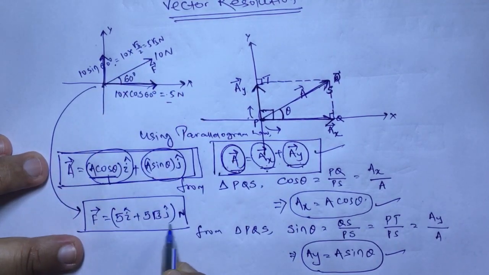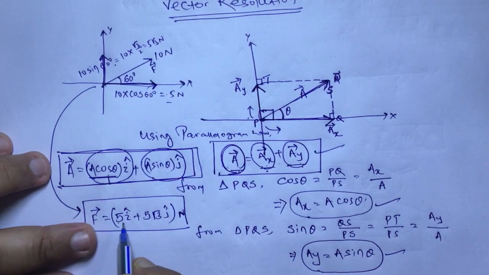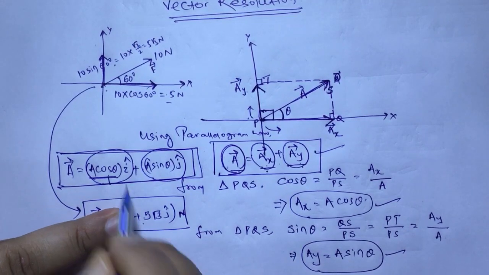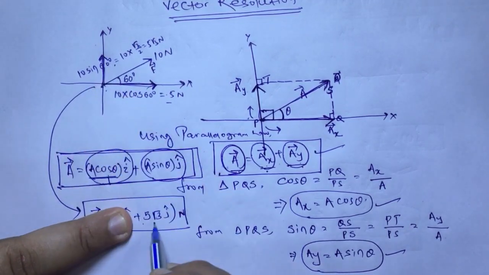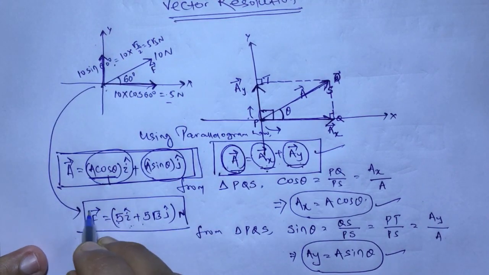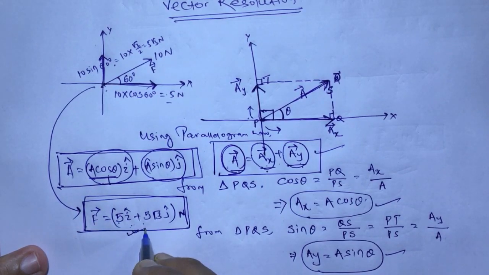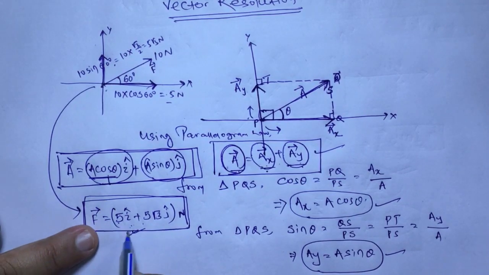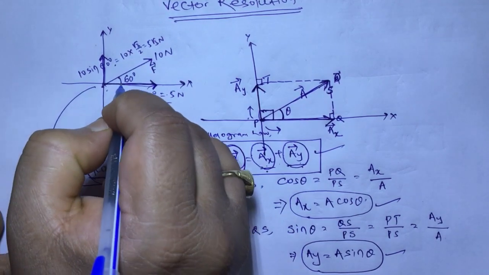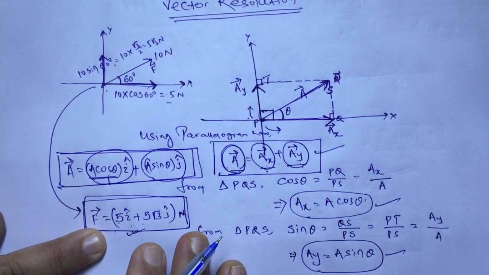Now if you are writing vector form, you cannot write 5 plus 5 root 3. 5 is magnitude. What is the direction? Along x cap. So 5 i cap plus this is 5 root 3 along y axis, so j cap. If you write this vector, actually you have written that this is a vector of 10 Newton making 60 degree along x axis towards y axis.